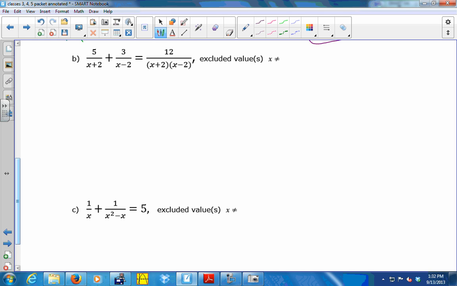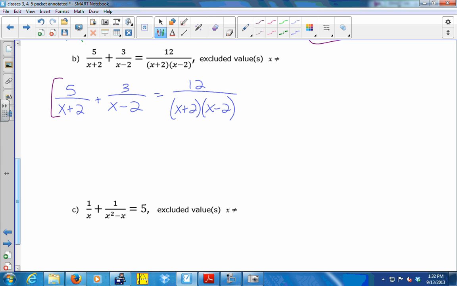So I'm going to multiply both sides of the equation. So I've got 5 over x plus 2 plus 3 over x minus 2 equals 12 over x plus 2, x minus 2. And I'm going to multiply both sides of the equation by x plus 2, x minus 2.